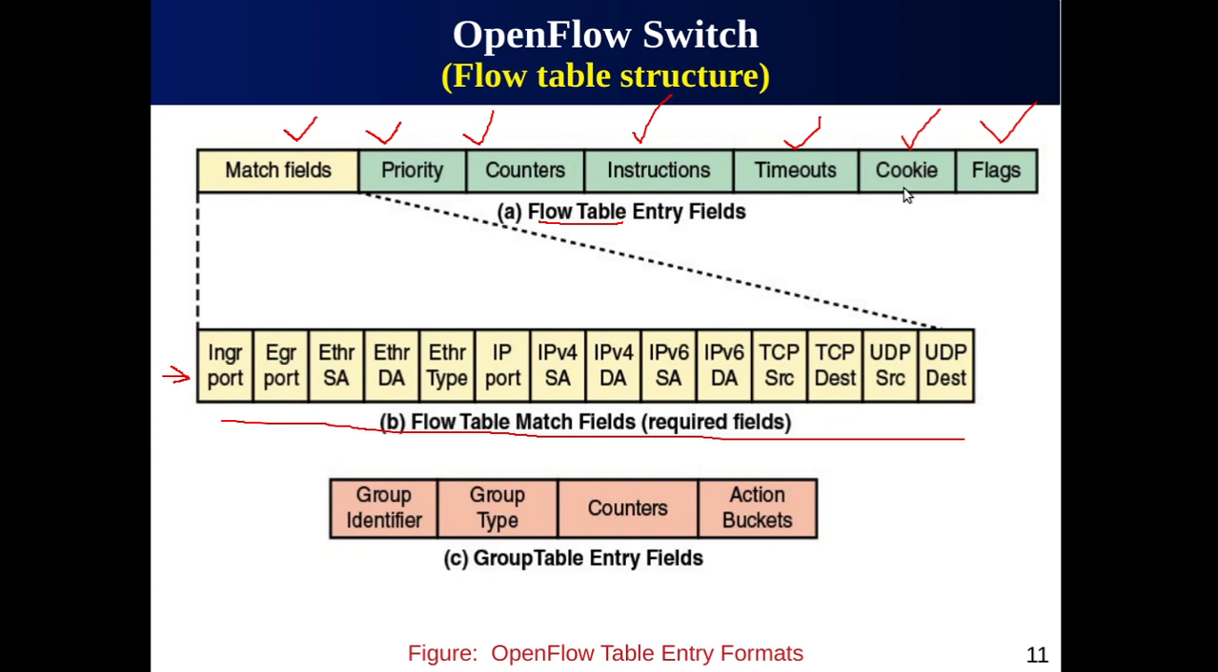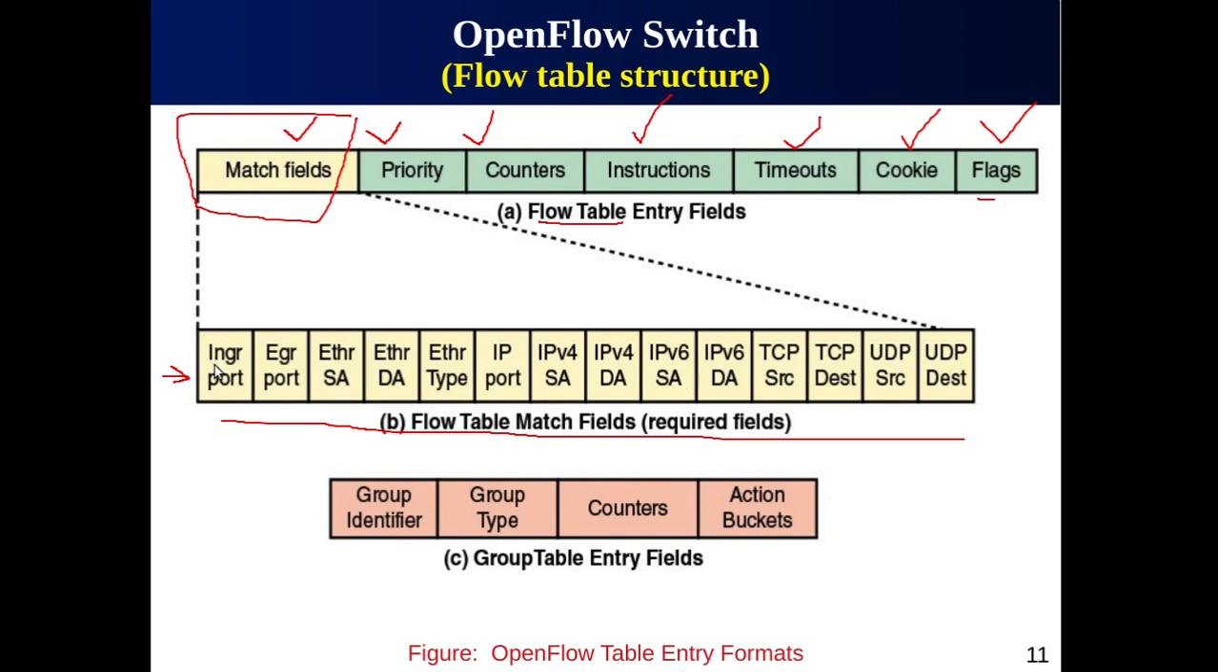Then we have the cookie field. This value is set by the controller, and may be used by the controller to filter flow statistics, or for modification, flow deletion, things like that. And flags, as you know the concept of flags, alter the way flow entries are managed. So you can set different types of flags based on conditions or requirements. Okay, so this is about the flow table structure.